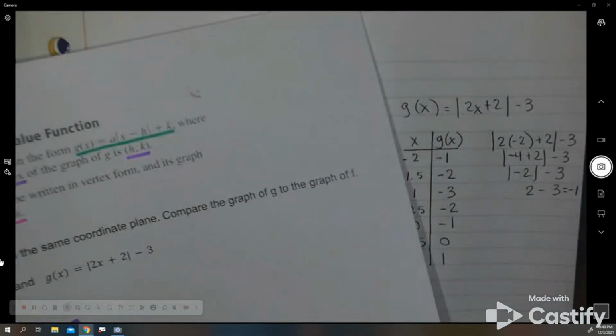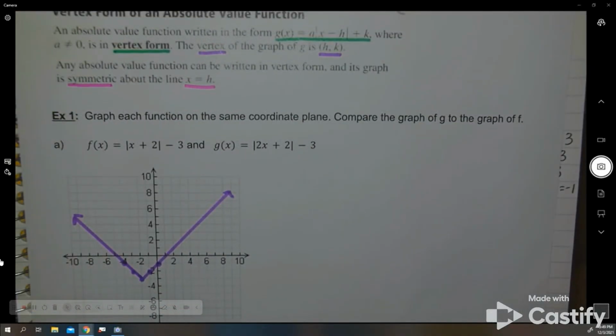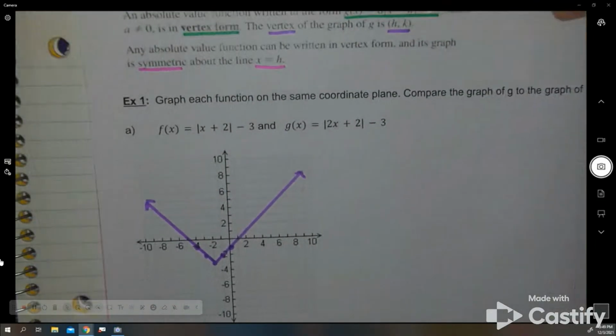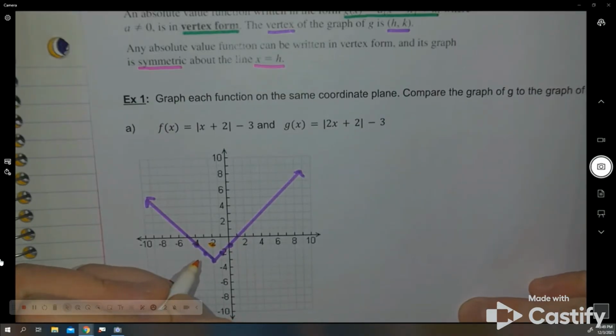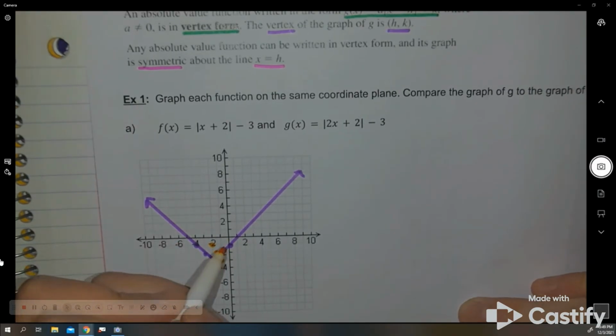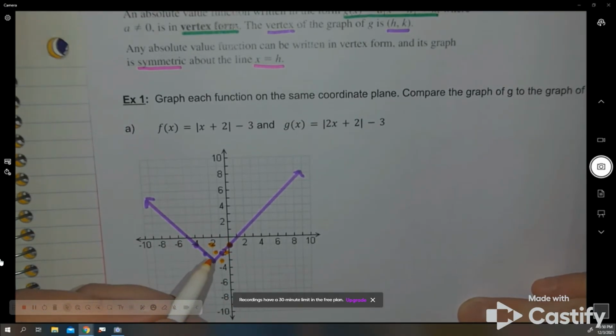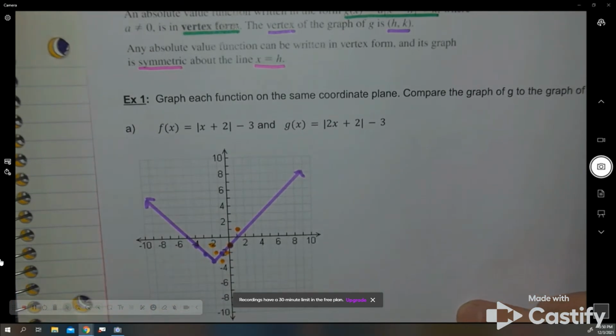All right, let's graph this one. Let's make it stand out differently. We'll use yellow. So we have the points (-2, -1), (-1.5, -2), then (-1, -3), (-0.5, -2), and (0, -1), so those two dots overlap. And (1, 1).